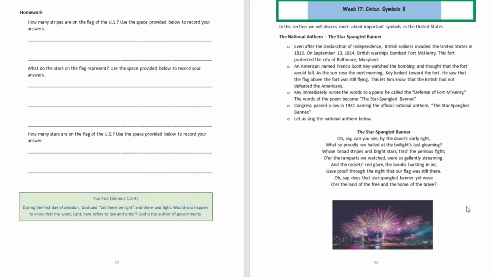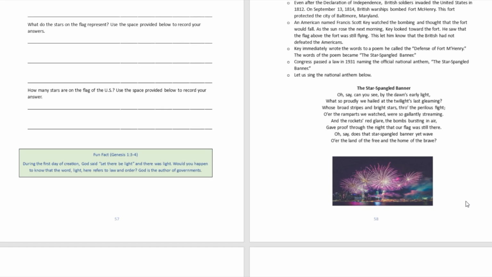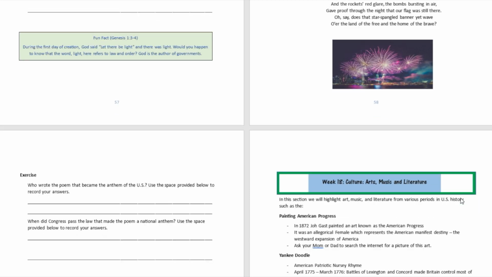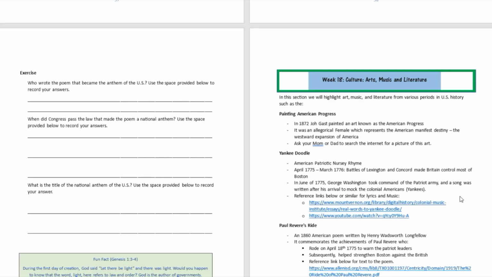Alright, so that is the Star-Spangled Banner. You're welcome to sing it multiple times over so that you can retain it. Alright, so a couple of exercises here for you.